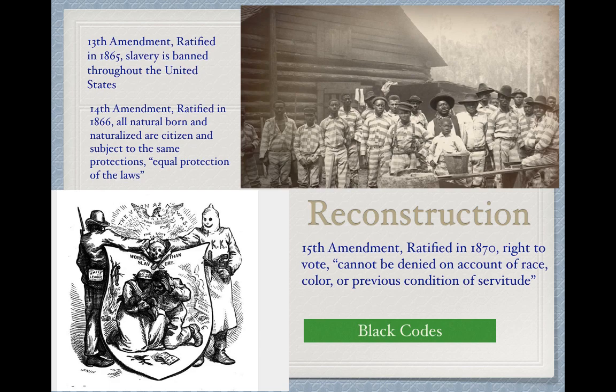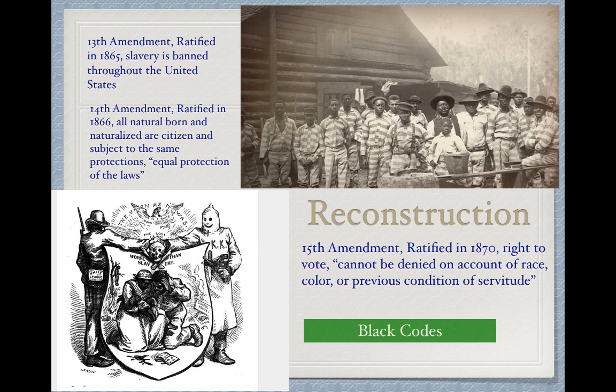If they're gathering in too large of a group, they can go to jail. If they are in a wrong neighborhood, they can go to jail. So you start to see laws passed in the South targeting African Americans in particular. And these are going to be called Black codes. And later on, we're going to talk about something called Jim Crow laws, which apply here as well.